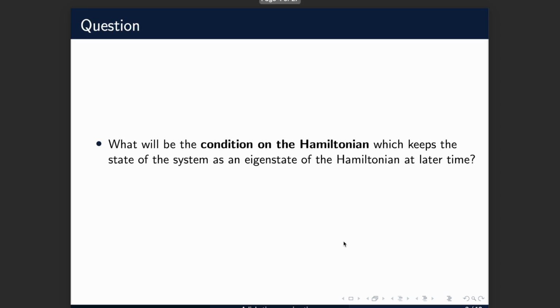I can ask an important question also. What will be the condition on the Hamiltonian to keep the state of the system as an eigenstate of the Hamiltonian at a later time if the Hamiltonian is time dependent? We will answer this question in this video.